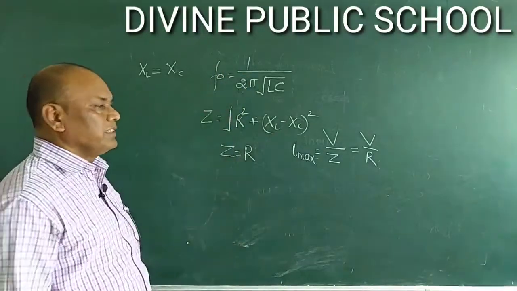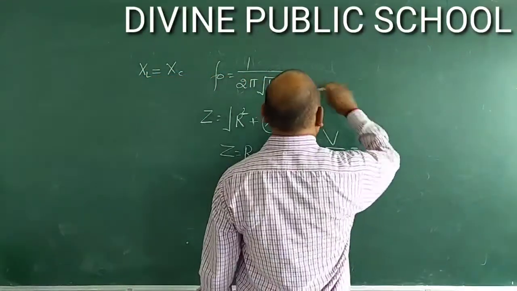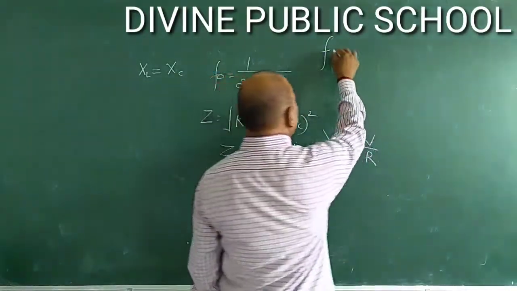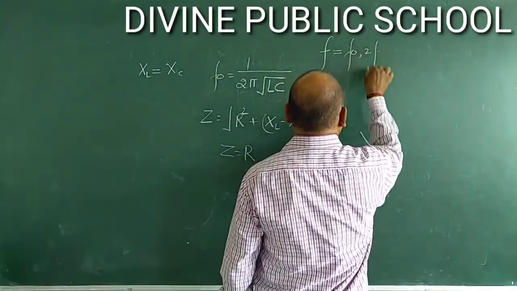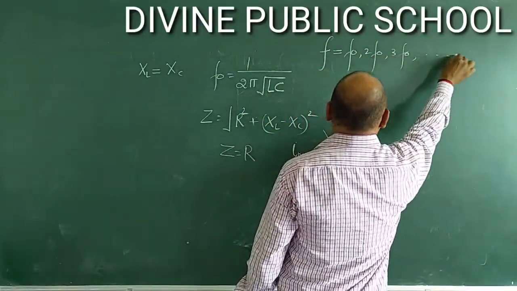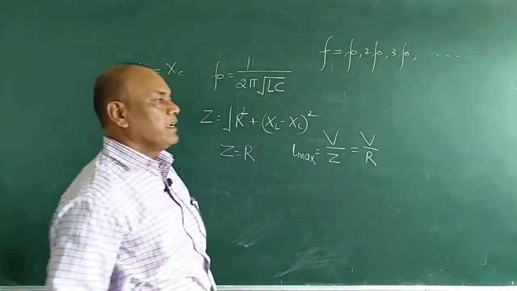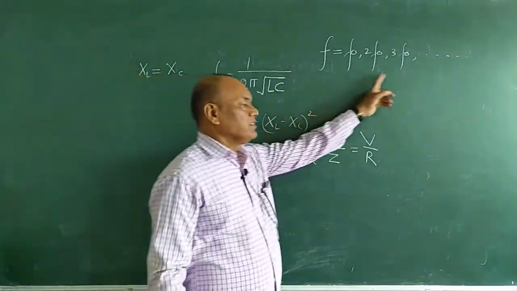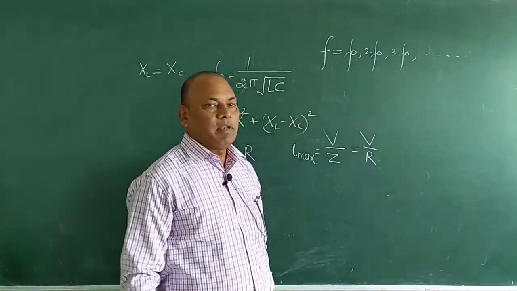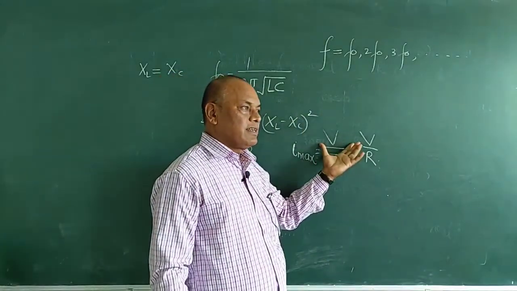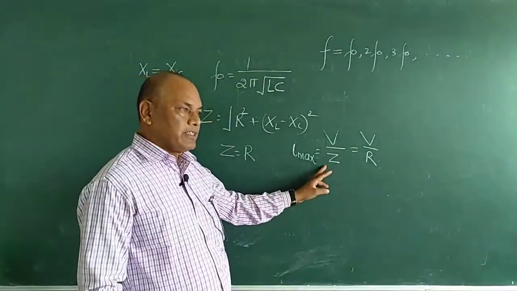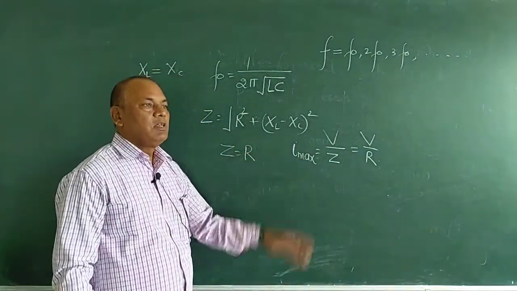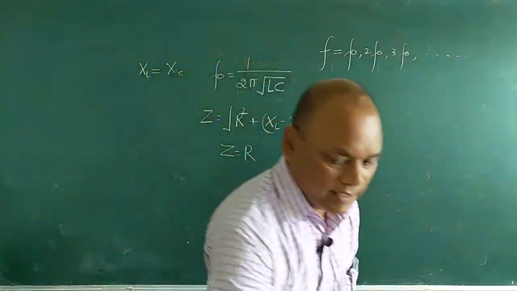And if the applied frequency f is equal to f0, 2f0, 3f0, this means an integral multiple of the natural frequency, and it is just equal to the applied frequency on this LCR circuit, then current will be maximum and Z will be minimum. So this is the condition for resonance.